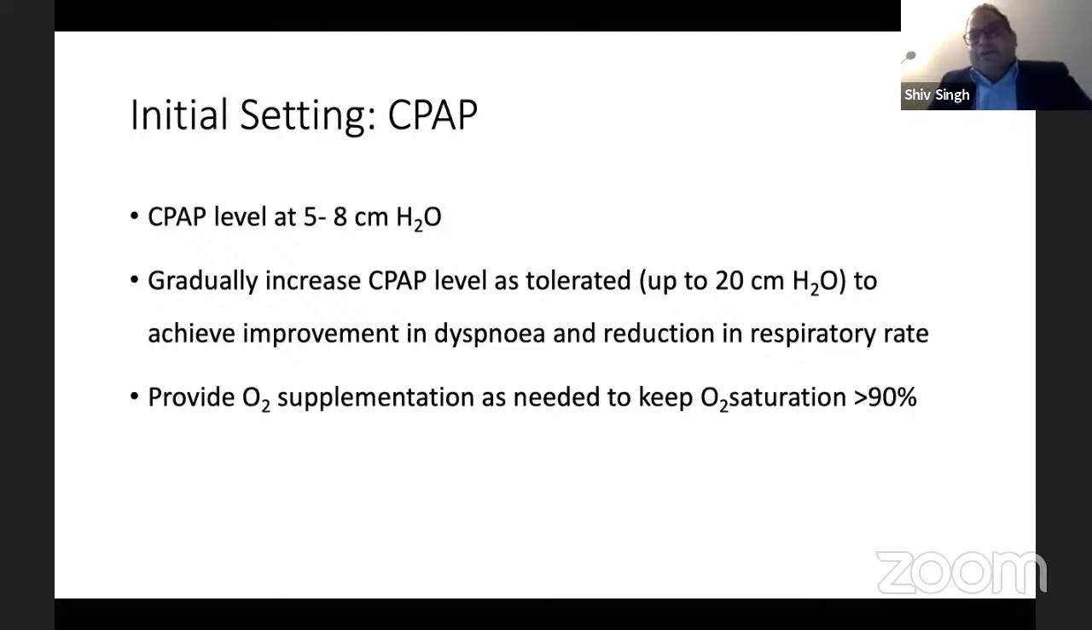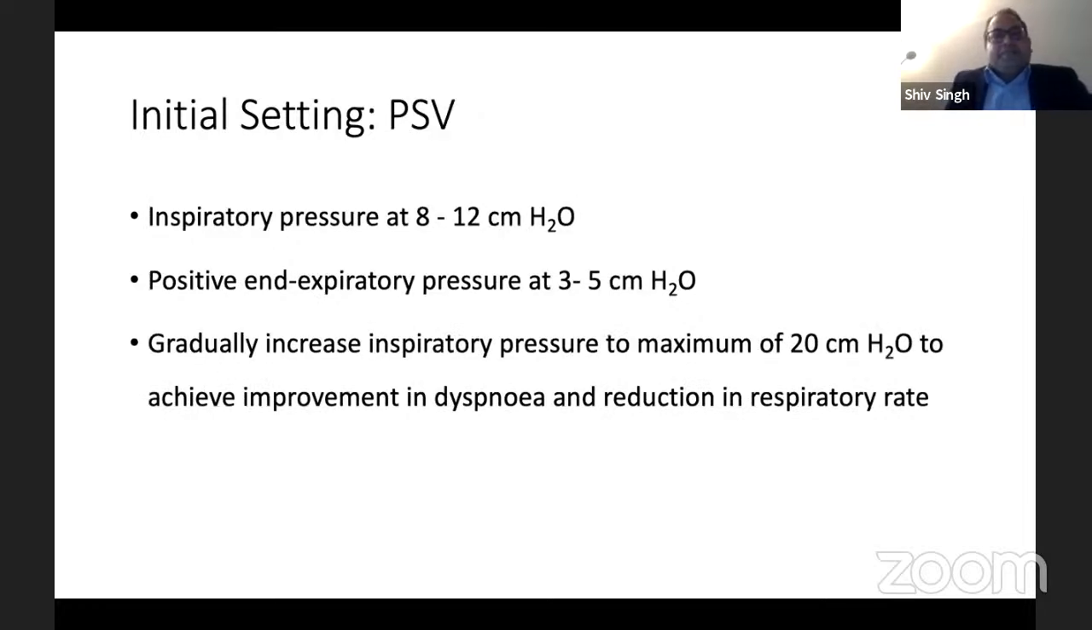So you not only look at oxygenation, but you also need to look at respiratory mechanics. You also need to look at the hemodynamics as well. Patients should be able to tolerate this high pressure, because you're increasing the intrathoracic pressure, you will reduce the venous return, and that can lead to a drop in the blood pressure. And again, here, the aim for oxygen saturation should be about 90%.